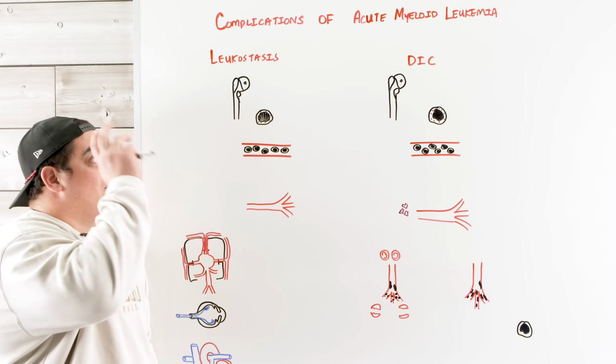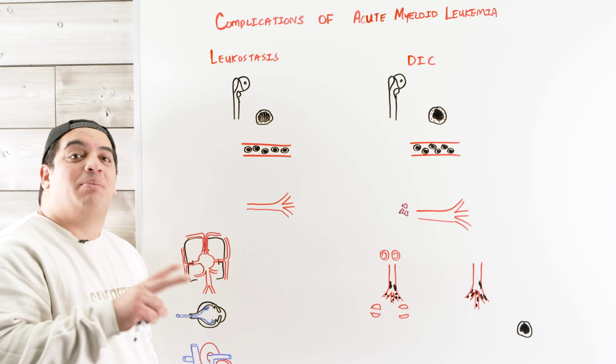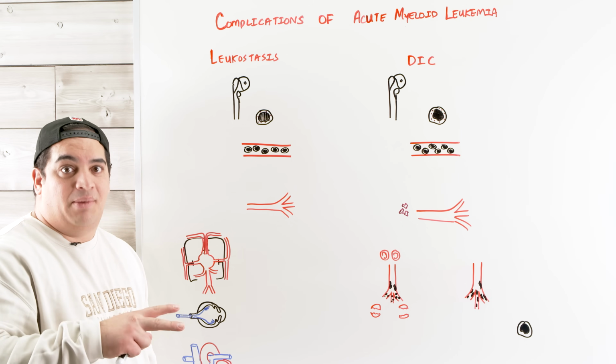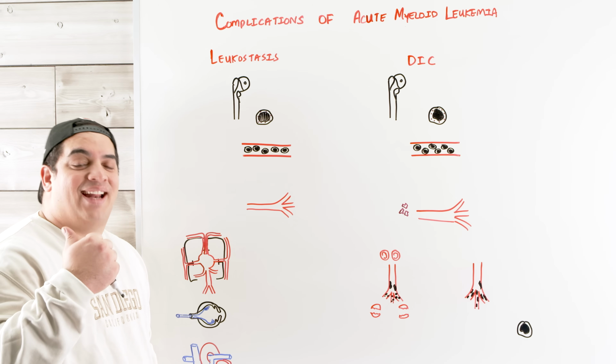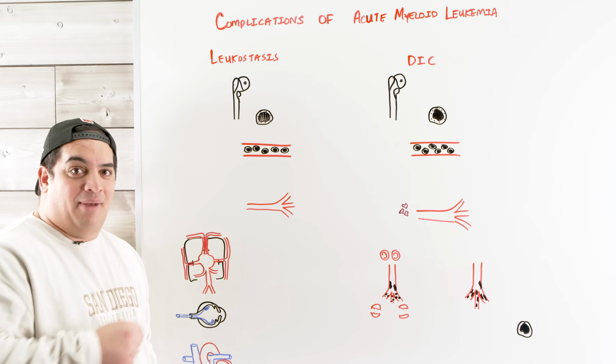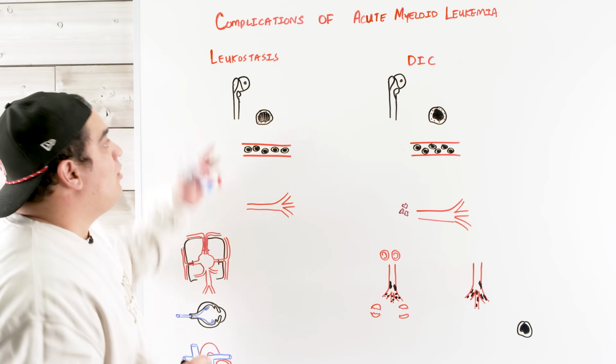With that being said, we're going to talk about leukostasis and DIC because those are the two big complications that you see in acute myeloid leukemia. Can you see leukostasis in ALL? You definitely can. It's just more common in AML. Let's talk about these. So leukostasis, what is this?